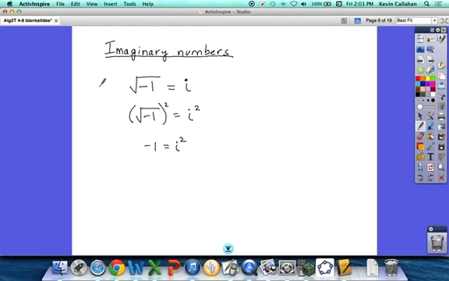So now, when we get the square root of -1, we're not going to stop and say, non-real answer, can't do it. We're actually going to have to solve that. And we'll have i be part of our answer.